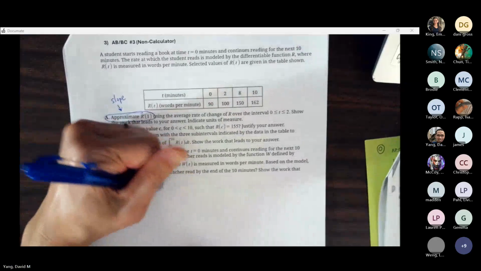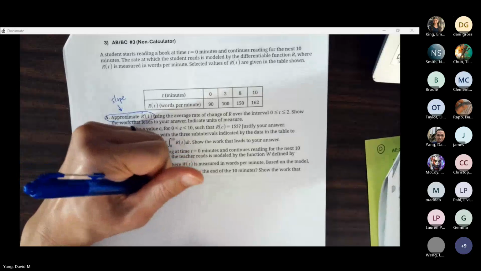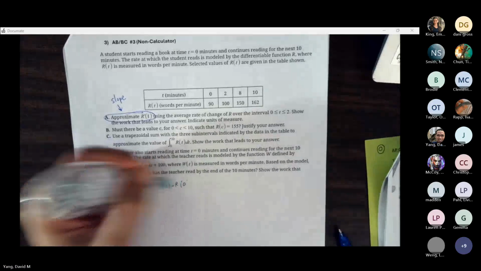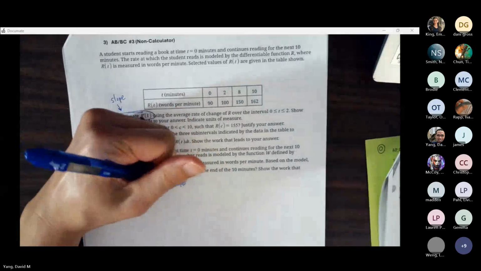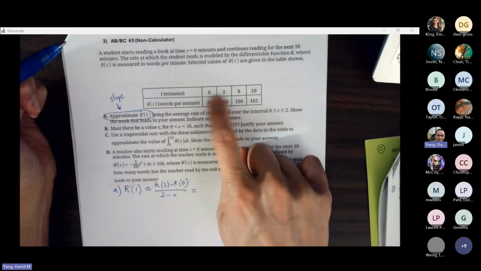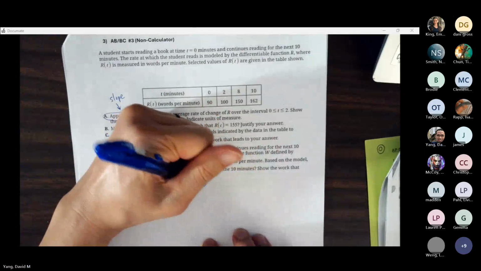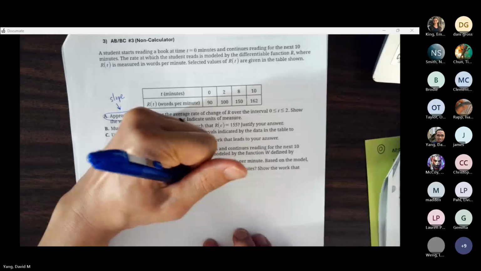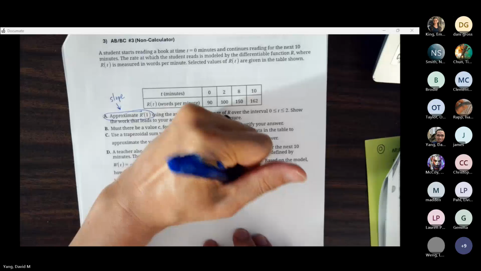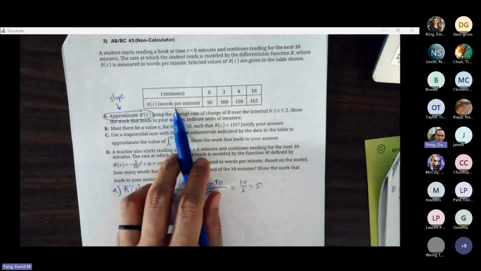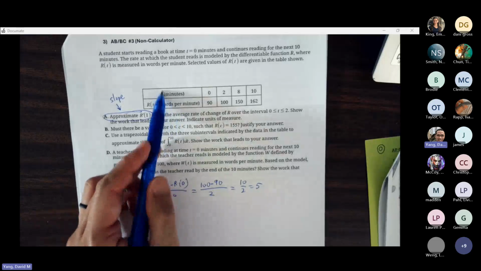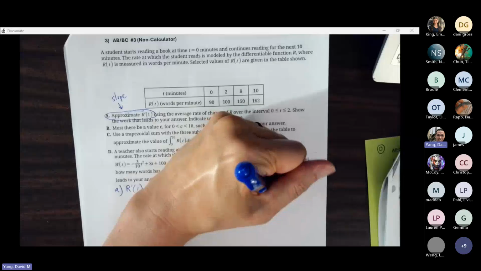And, oops, sorry, not r prime, r of 2 minus r of 0. So change in words per minute over the change in minutes. Okay, so our units of measure, notice that R of t is already a rate, it's already words per minute. So if I do a slope on top of that rate, then it'll be words per minute per minute, or words per minute squared.